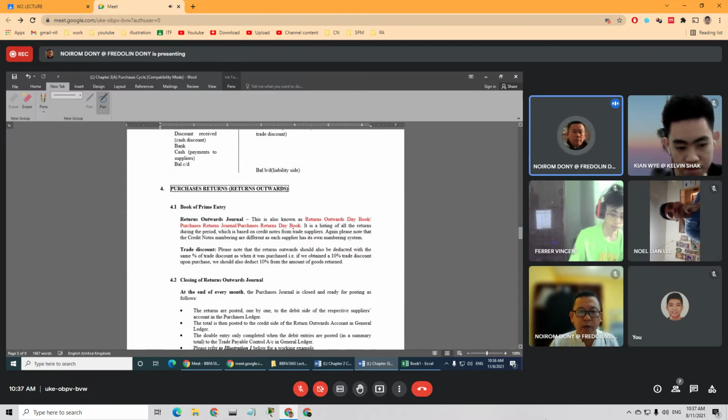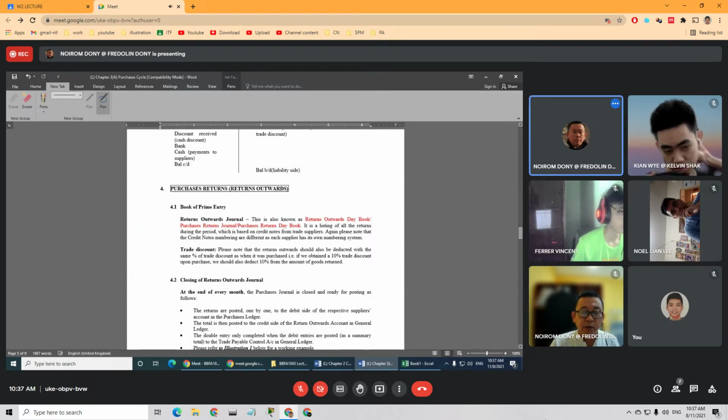So what is the purchases return day book? This is a listing. We list down all the returns during that particular period, based on the credit notes received from the trade supplier. If it is received, it indicates the return outward journal. Again, the credit note numbers are different because they follow the supplier's numbering system.